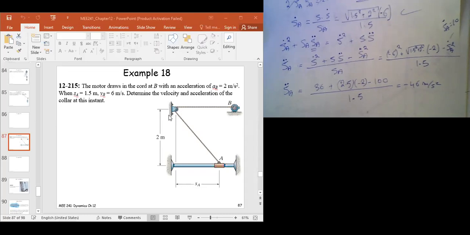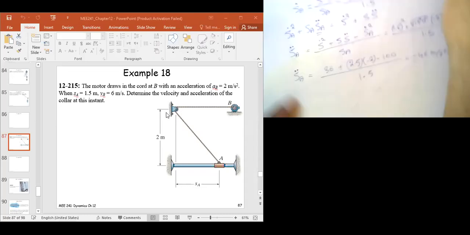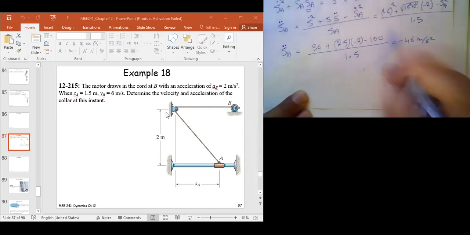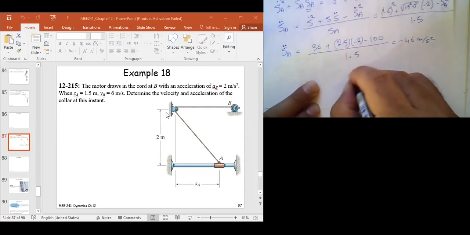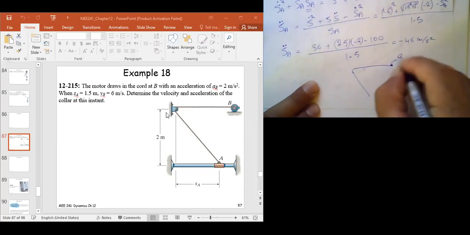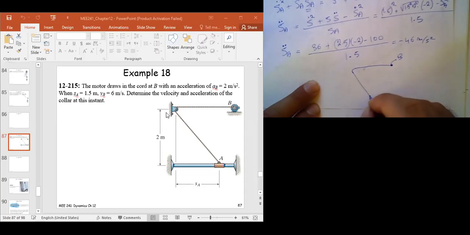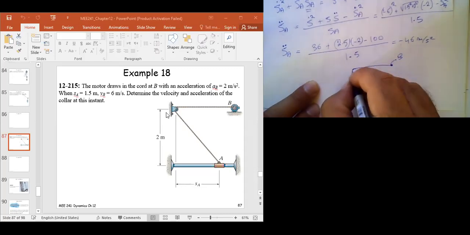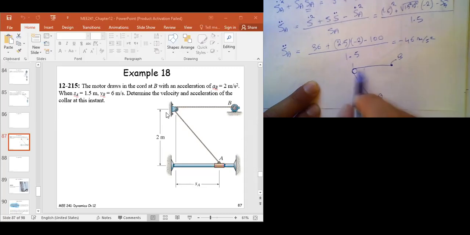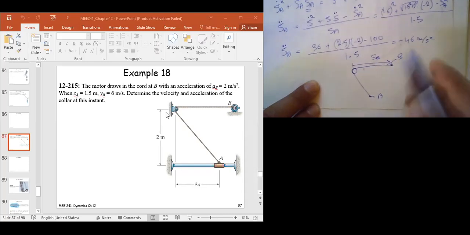This is one of the best ways of doing it, and it's a very easy problem. So let me show you. You have this, right? This is point B, and then this is A, and this is a pulley. So I can put my datum here, and I can say this guy is my SB. I can consider this point that is just at the top of the cable.